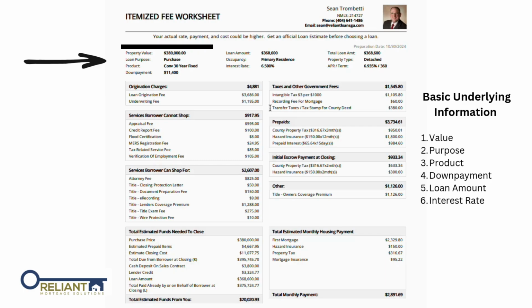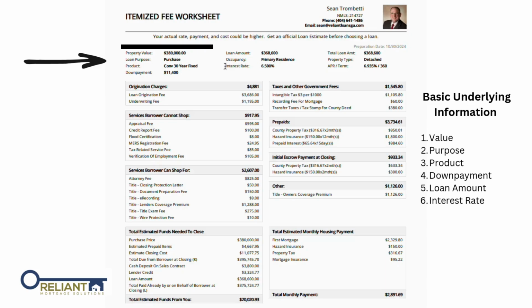For the sake of this exercise, I put together a generic scenario. So you can see in this case, it'd be a $380,000 property value. It's a purchase as opposed to a refinance. It's a 30-year fixed loan with conventional financing. It's a down payment of $11,400 and an interest rate of 6.5%.